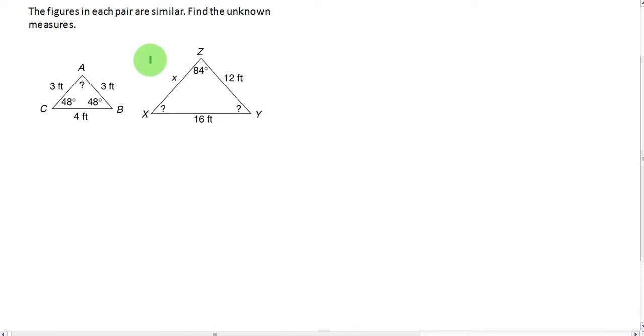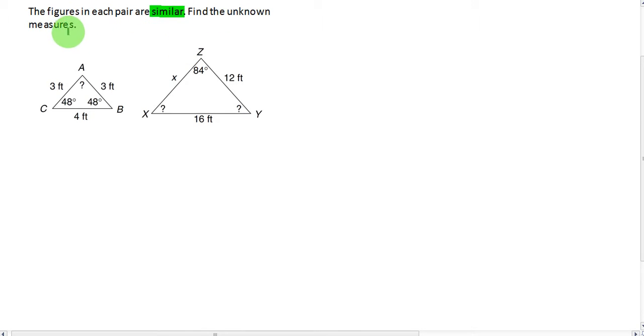We've been looking at using similar figures to help us find the missing values inside of a figure. Remember, a similar figure is a figure that has the same shape, but not necessarily the same size. So we have a small triangle here and a larger triangle here. The problem says the figures in each pair are similar. I'm going to highlight that word.